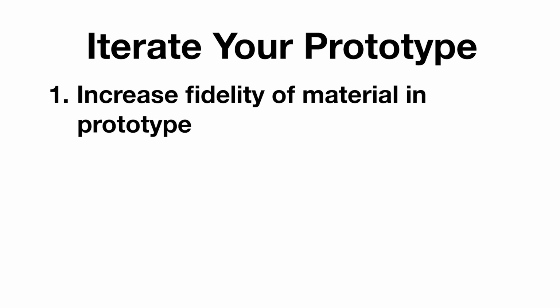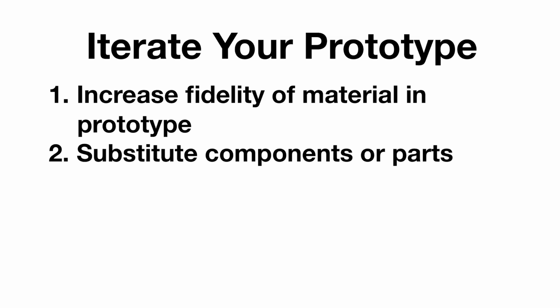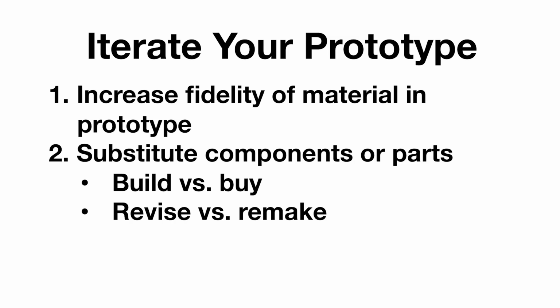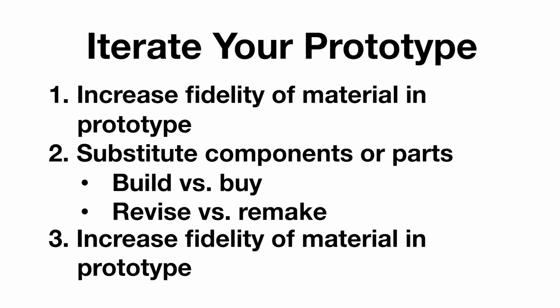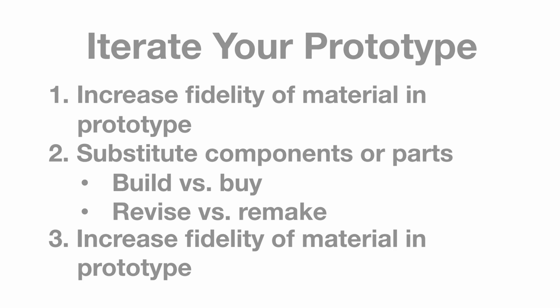There are a number of strategies you can use to iterate on your prototype. First, increase the fidelity of the material of your prototype or parts of the prototype. Second, substitute components or parts. In other words, focus in. You can build a part to replace a purchased part, or you could revise or remake a component or part. Third, you could remake the prototype at a same or higher fidelity.